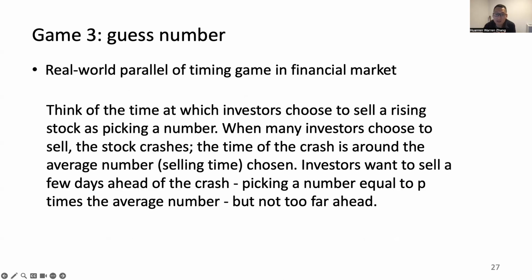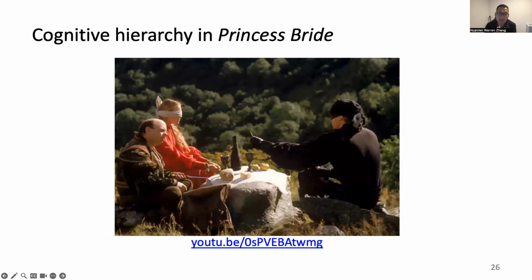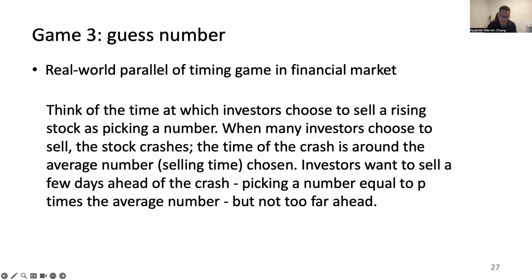Okay, so here I have included a movie clip from The Princess Bride to show this concept of cognitive hierarchy, right? So here, being too sophisticated usually is not a good idea. What you need to do is be just one level ahead of your opponents in order to win this game. This is an old movie, so if you are interested, you can watch this movie clip on your own. For the sake of time, we just finished the discussion of the guess number game.